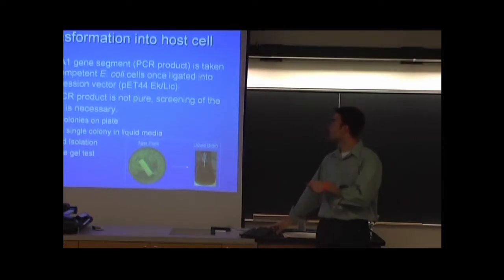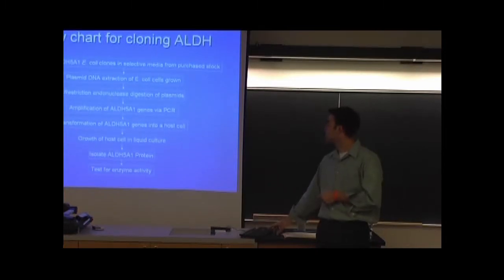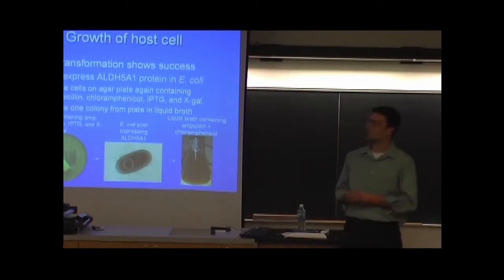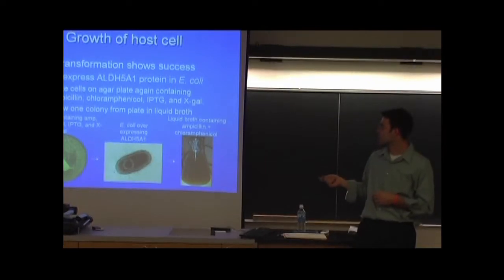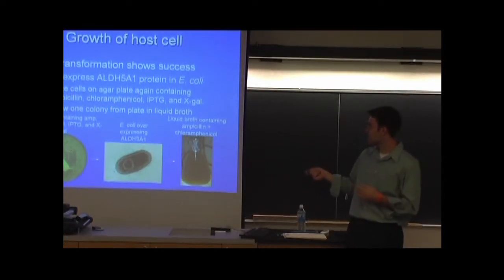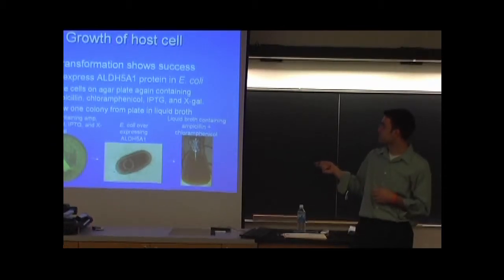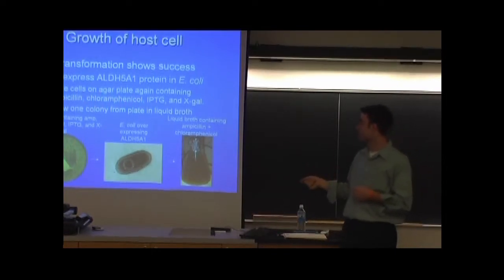So the rest of my talk will be talking about what I have to do once this does work, which is grow that host cell in the liquid culture. So once that transformation shows to be successful, you can overexpress the Aldh2 protein in these E. coli, and you do this by plating them again on an agarose gel. This time, that PET44 vector we're using has resistances to ampicillin and chloramphenicol, so we're going to use that on the plate.